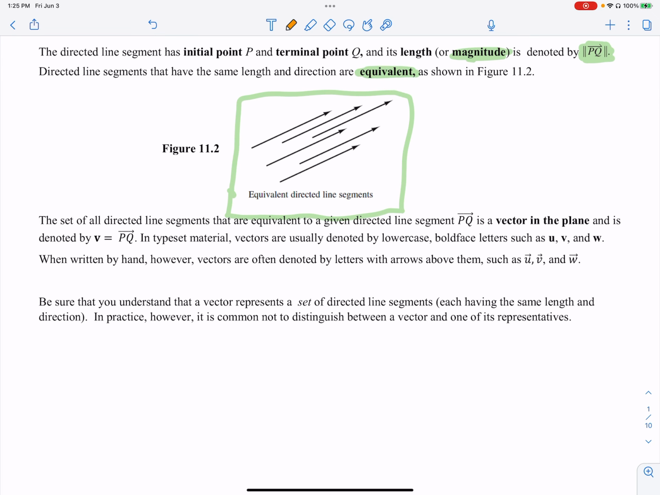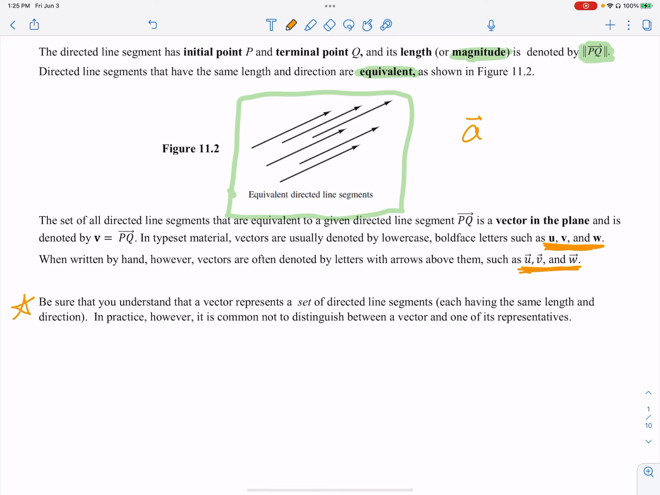In typeset, if we're typing, vectors sometimes look like this, boldface. And then sometimes when we write them, because we can't boldface when we write, we put an arrow over U, V, or W. So if it's vector U, you would put an arrow. If it was vector A, I'd say vector A with an arrow.